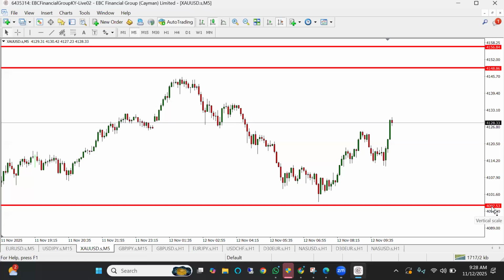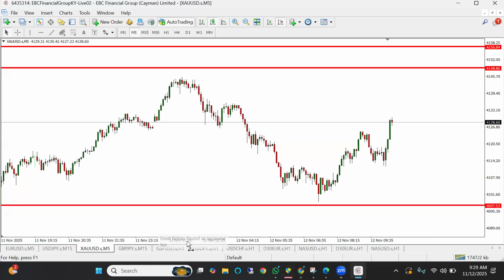We are entering if we see a reaction, a rejection, around 4148.86 for gold. Please take note. Gold, sell if price gets to 4148.86 and gives you a reversal pattern or a reversal candle. Your stop loss is at 4156.84. Your take profit is going to be at 4097.53. Moving very fast, so you can screenshot this. I hope you've gotten that.